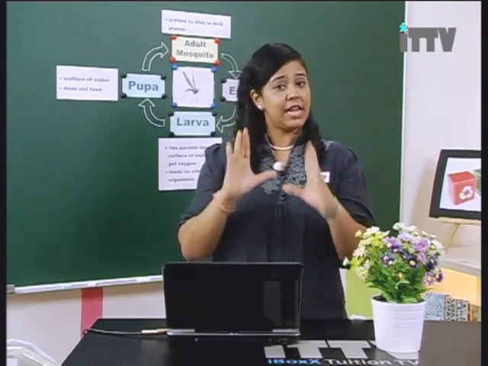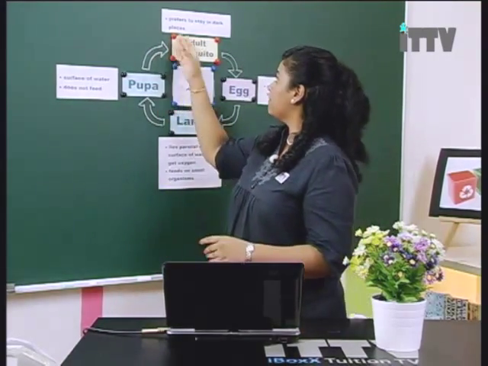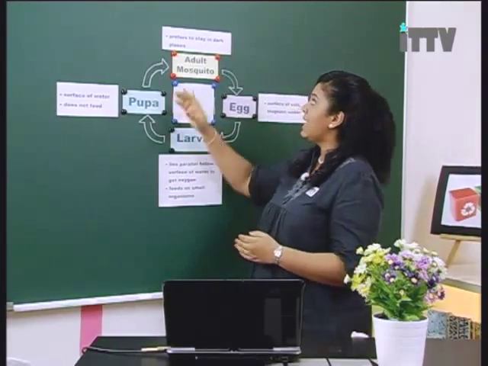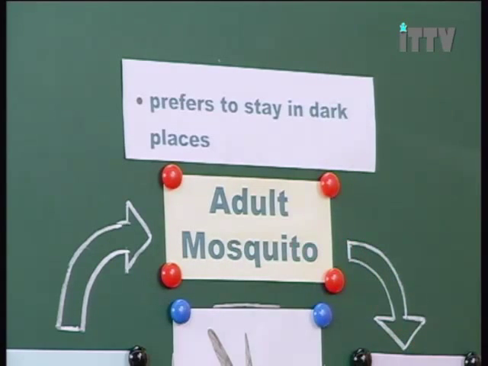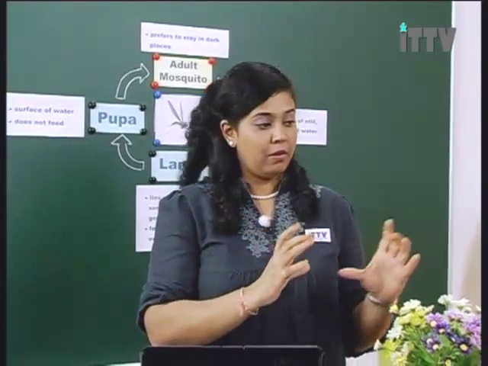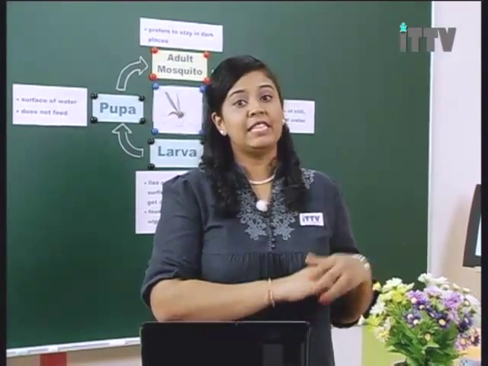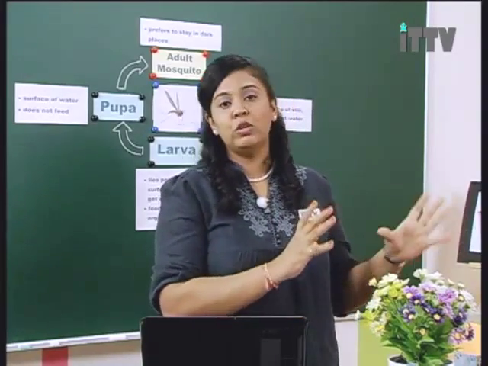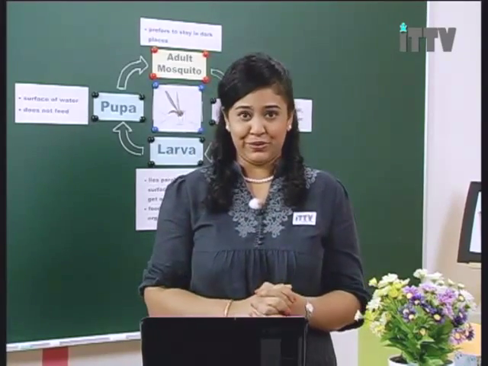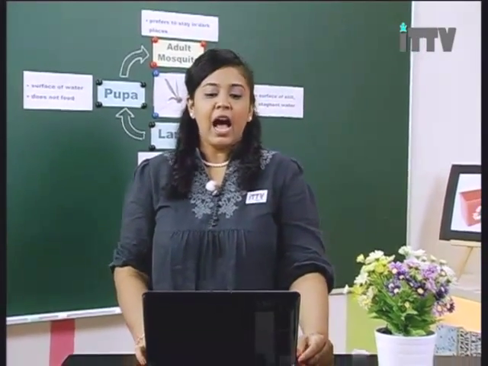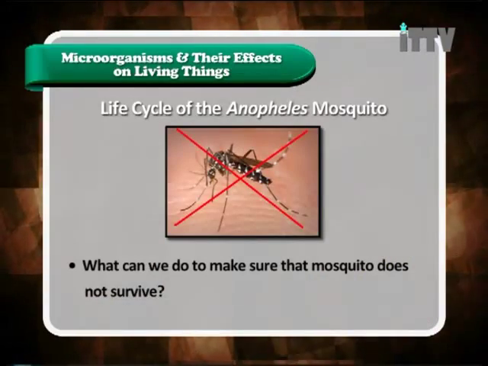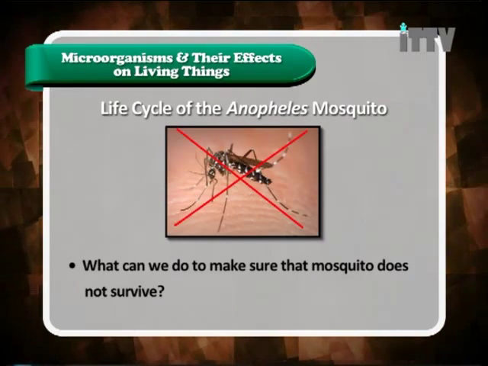So in the adult stage, what we understand is the pupa comes out and becomes an adult. And where does it stay? It prefers to stay in dark places. That's why mosquitoes are found in areas that are dark and secluded. So in that type of areas, we can actually see a lot of mosquitoes. So let's see how to prevent infections of mosquito. What can we do to make sure that mosquito does not survive?